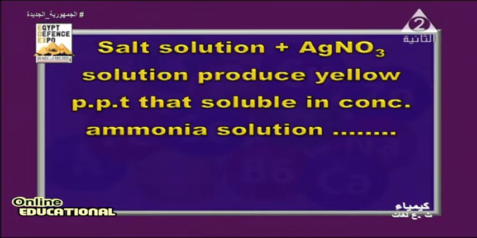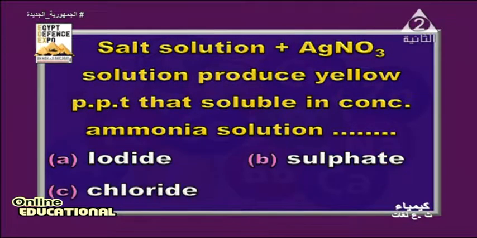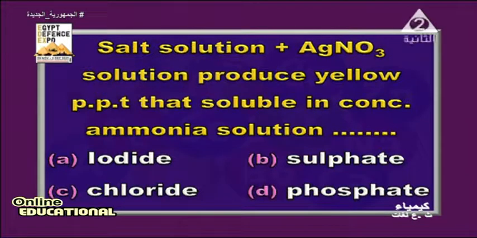Next one. Salt solution plus silver nitrate solution produces yellow precipitate that is soluble in concentrated ammonia solution. Is that radical iodide or sulfate or chloride or phosphate? Yes, if you think about it, it will be phosphate. I told you that silver nitrate gives yellow precipitate with phosphate and iodide, but it's soluble in ammonia solution with phosphate only.